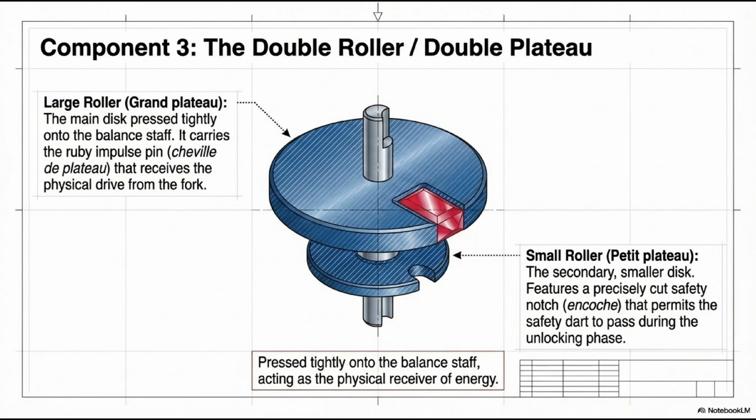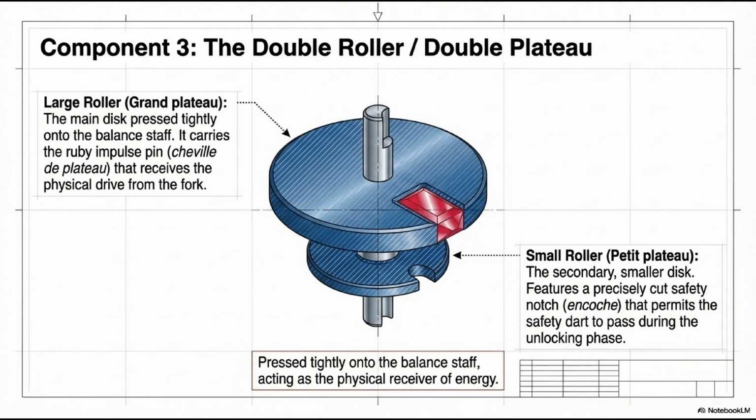Looking at this slide, you can see the assembly clearly. Two discs, connected by a short cannon in the center, all pressed onto the balance staff. The upper, larger disc is the grand plateau, the large roller. It carries the impulse pin, la cheville de plateau, that little ruby pin set into the rim. That pin is the single physical contact point between the fork and the balance wheel. Every beat, the fork mouth reaches out, catches that pin, and either pushes it to deliver impulse or is pushed by it during unlocking. All the energy transfer happens at that one ruby point.